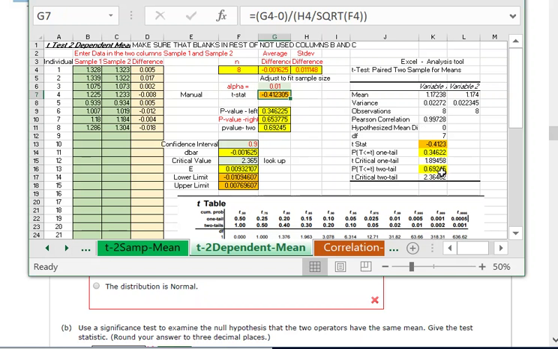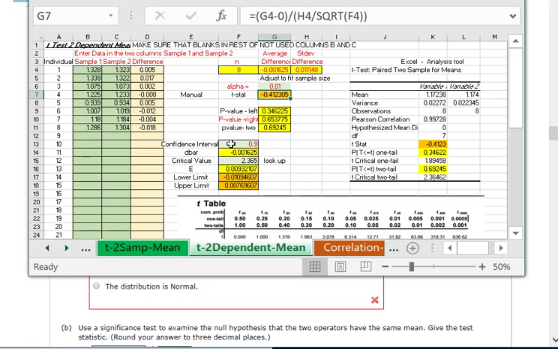Over here, you'll see duplicates of the values only because I've used the analysis tool pack. Some versions of Excel actually allow you to use the analysis tool pack. Others do not, so you can use it this way.